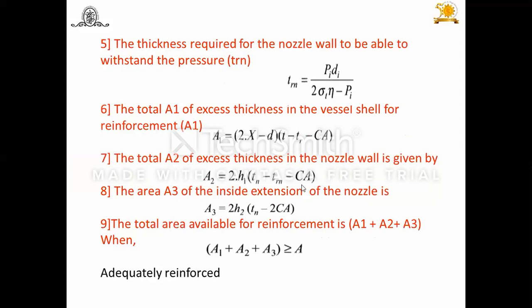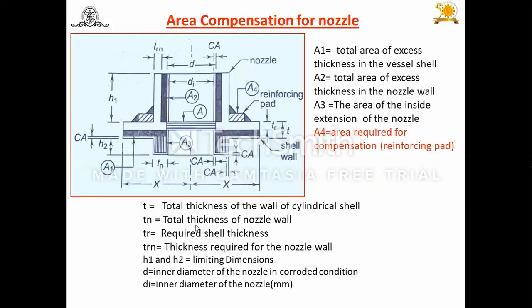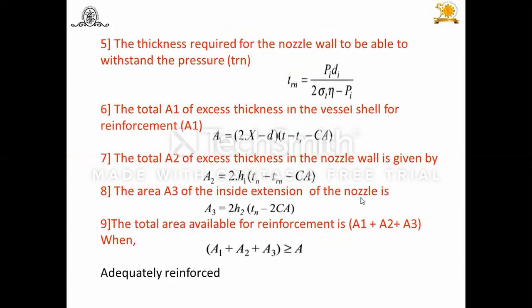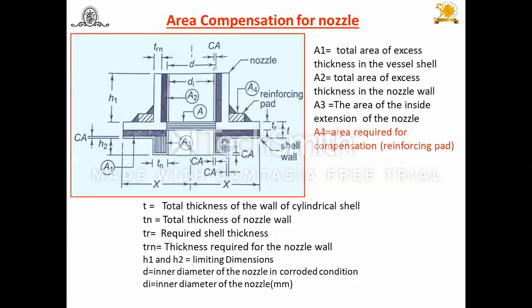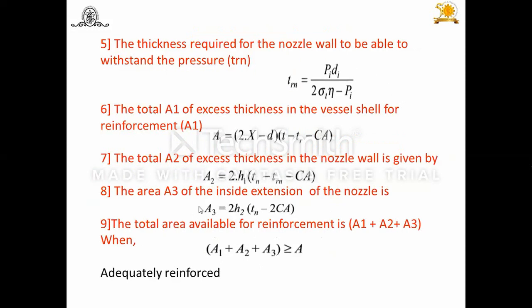Similarly, area A3, inside the extension of the nozzle. Now here in A3, you will find this area Tn, and again this side H2. A3 is equal to, again, you have to subtract the corrosion allowance: (Tn minus 2Ca) into y, multiplied by 2. Again, this side also we have to consider, that's why it is multiplied by 2. A3.